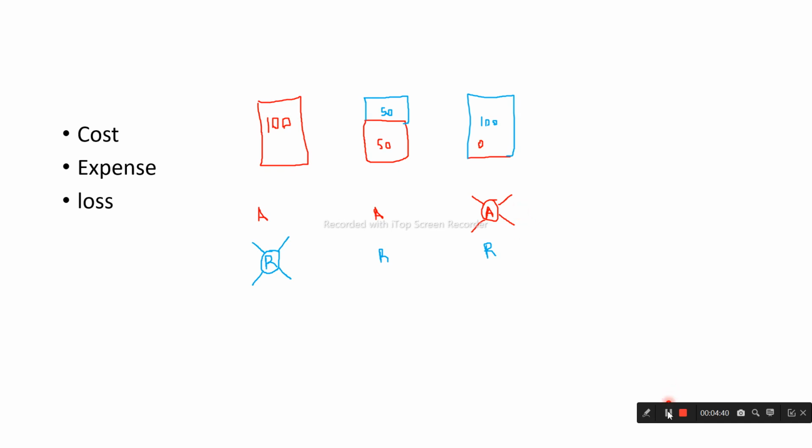So there is something called the matching concept. If you want to understand more about it, you might watch our financial accounting video or playlist. But the matching concept always says that expenses should be recognized when they generate revenue.